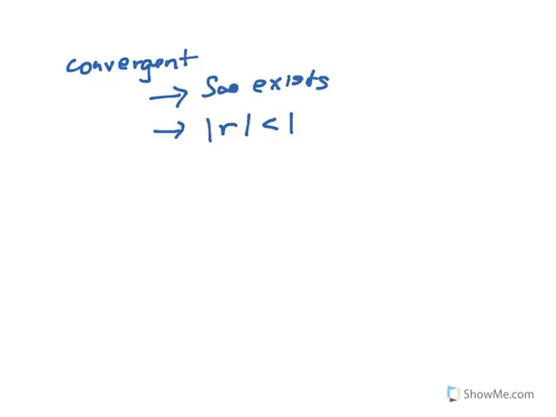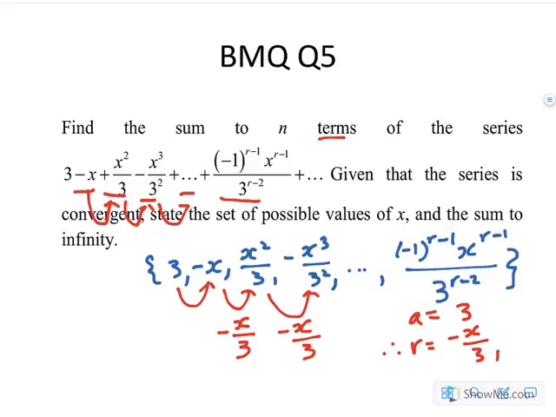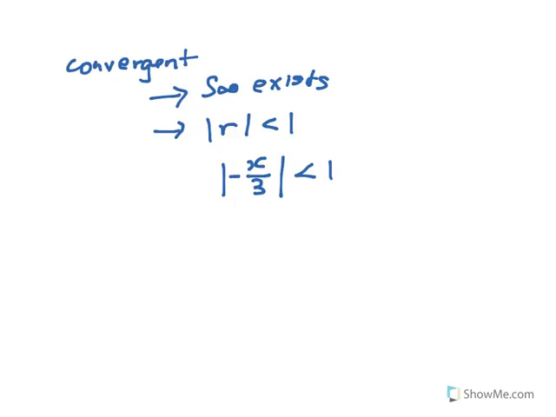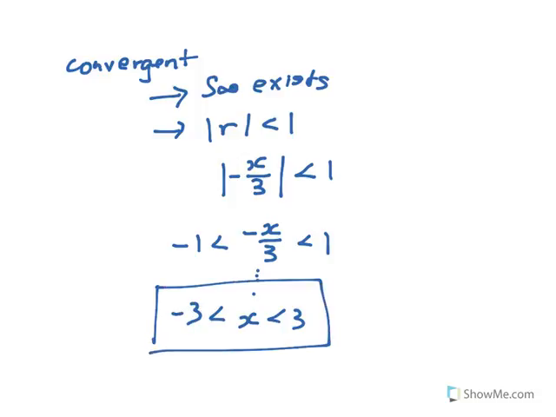So what's the common ratio? The common ratio is negative x over 3, and we know that its absolute value is less than 1. Next, what remains is to solve this inequality for the set of possible values of x. So negative x over 3 is between 1 and negative 1. Solving this, just multiply by 3 on both sides, and x is between 3 and negative 3.